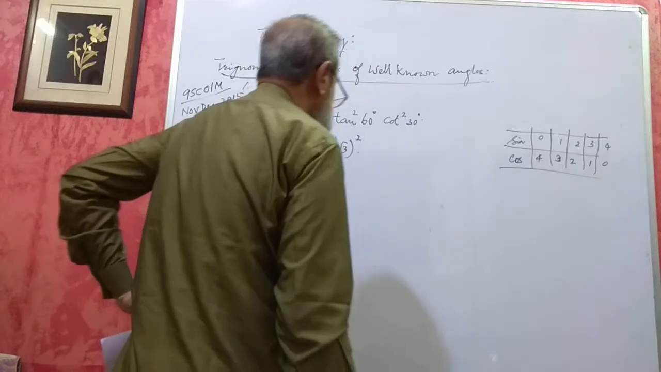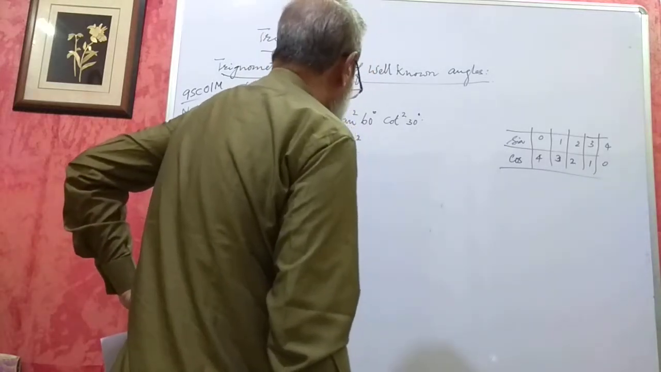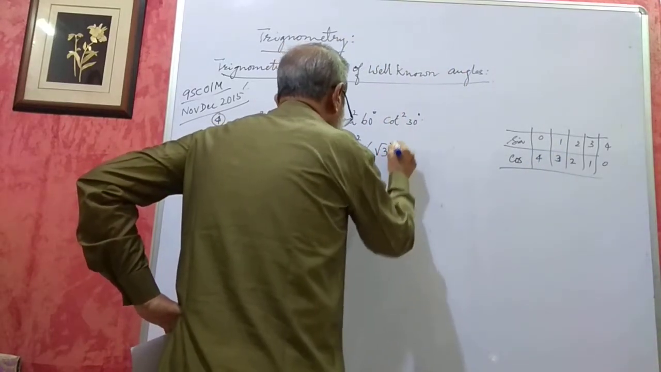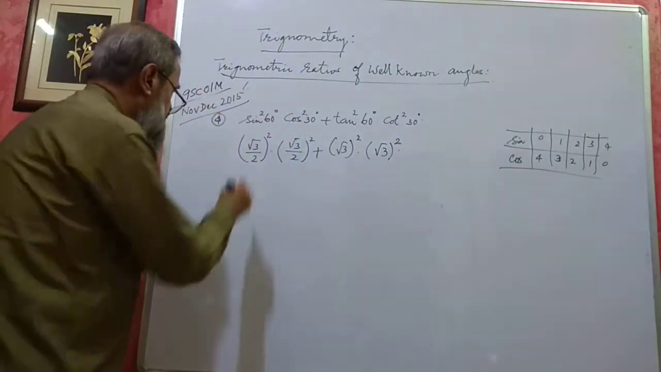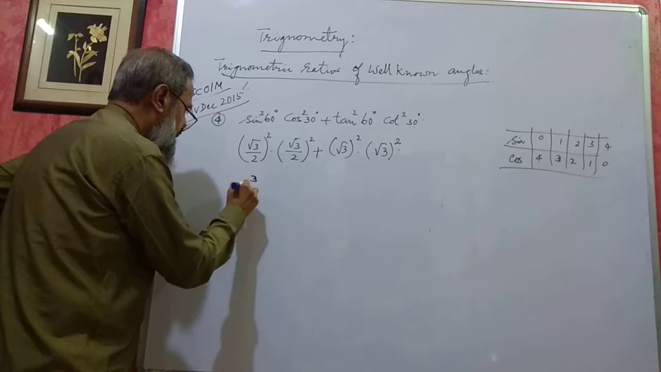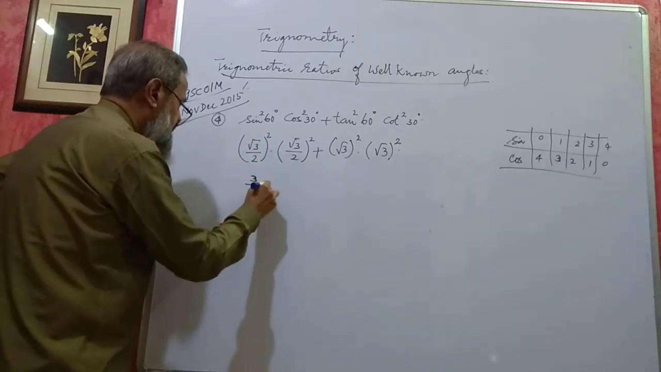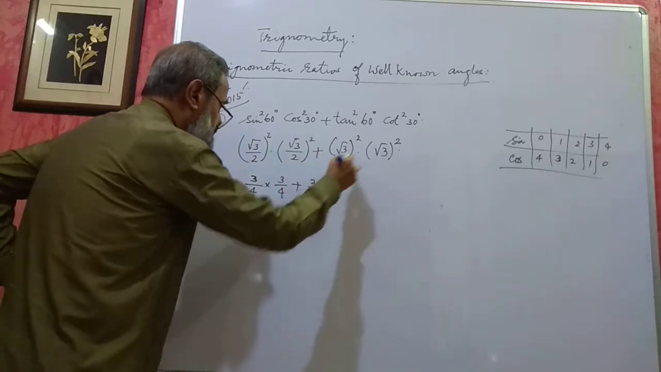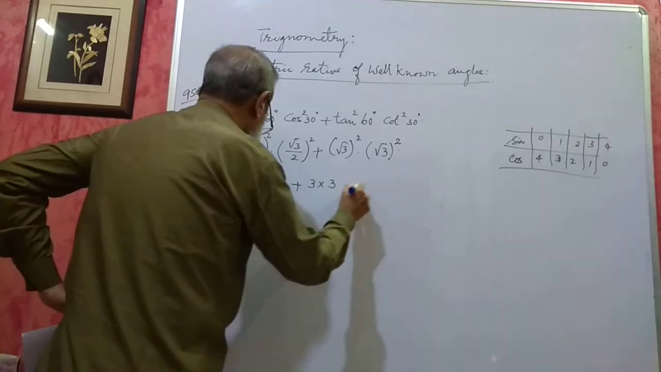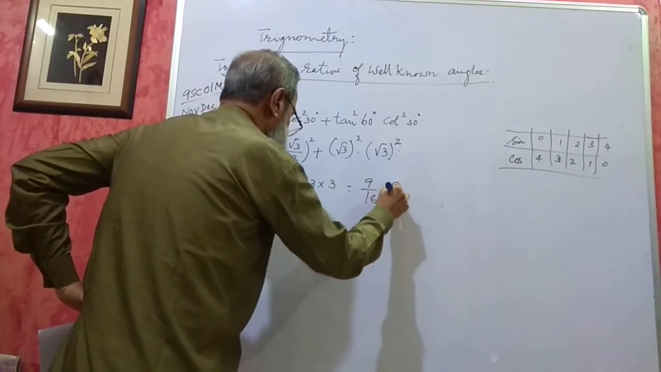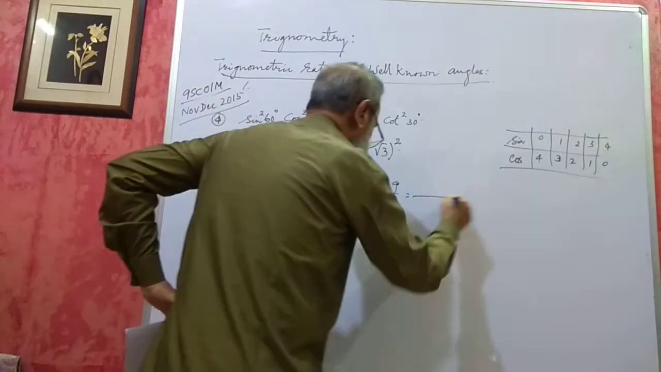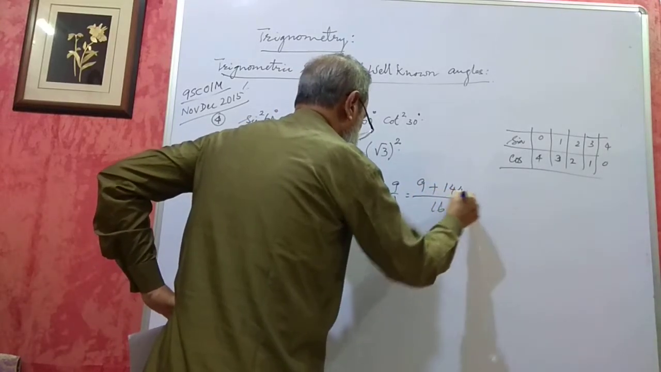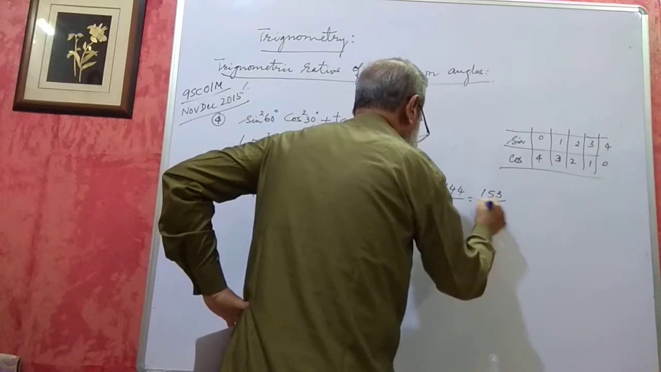Cot square 30 will be again root 3, root 3 square. So this will be 3 by 4 into 3 by 4 plus root 3 square is 3. So it will be 9 by 16 plus 9. So 16 is the LCM, 9 here plus 16 into 9, that is 144. 153 divided by 16, that is the value of this.